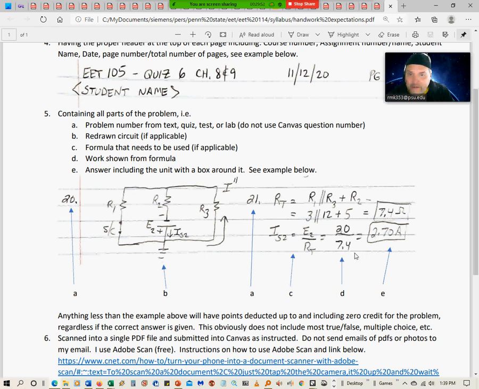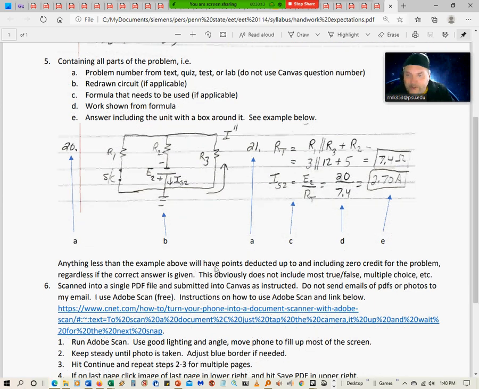You need to show your work by putting the values in and showing what your equation is, and then solve it and put a box around it with the unit. Like this, RT is 7.4 ohms with a box around it, and this IS2 is a current, and it's 2.70 amps. Anything less than this example will have points deducted, up to and including 0 credit for the problem, regardless of whether the correct answer is given.